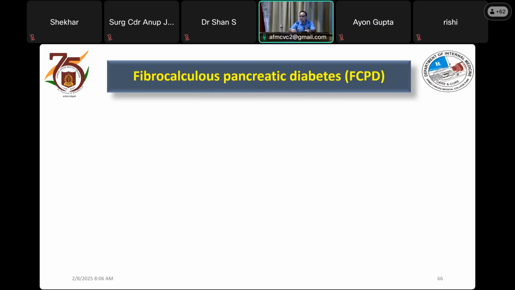So what is fibrocalcific pancreatitis? This is also a variant of exocrine pancreatic insufficiency, sir, where we have diseases like cystic fibrosis causing diabetes. Chronic tropical pancreatitis, seen mostly in the tropical countries.